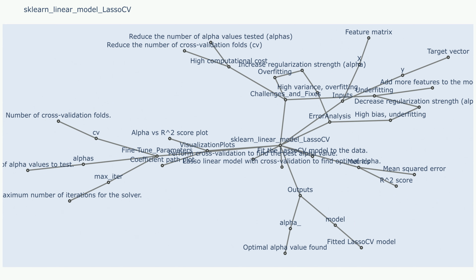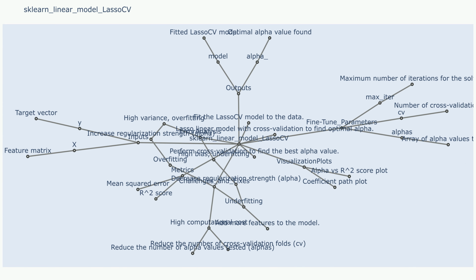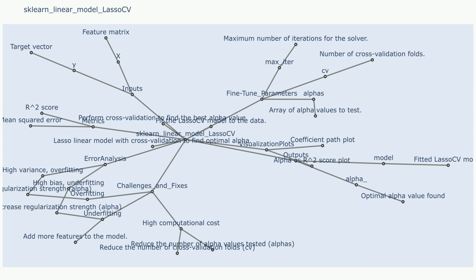Fine-tune parameters. Alpha, the regularization strength. A higher alpha value results in stronger regularization. CV, the number of folds to use in cross-validation. Max_iter, the maximum number of iterations to use in the optimization algorithm. Tol, the tolerance for the optimization algorithm.